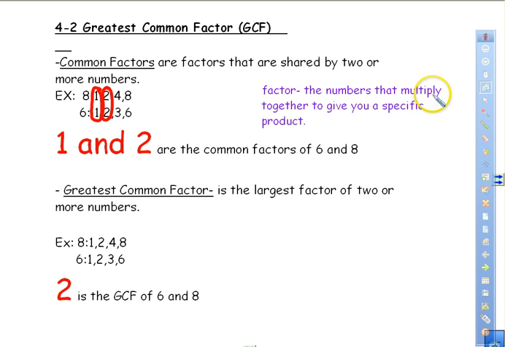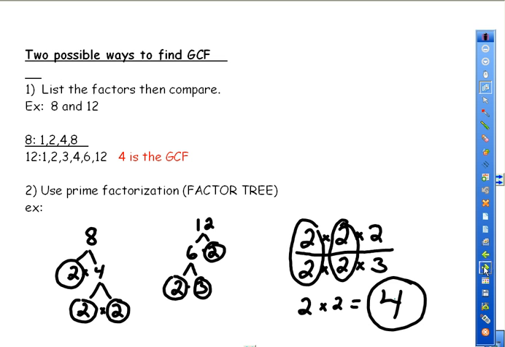Factors, again, are the numbers that multiply together to give you a specific product. Now, the greatest common factor, again, is the largest of those factors that are common. So the common ones were 1 and 2. It's the greatest common, which again is 2 in this situation. Let's look at the next slide.